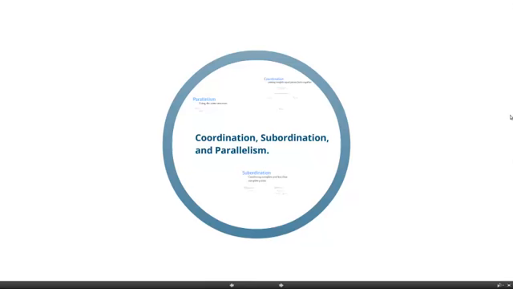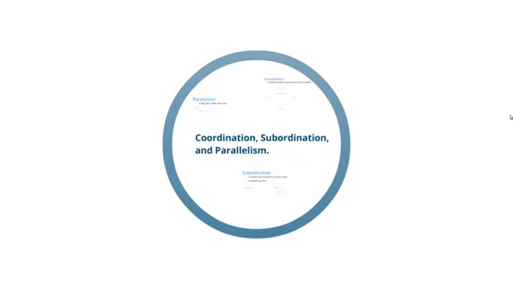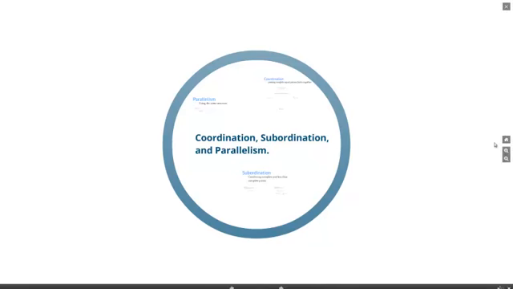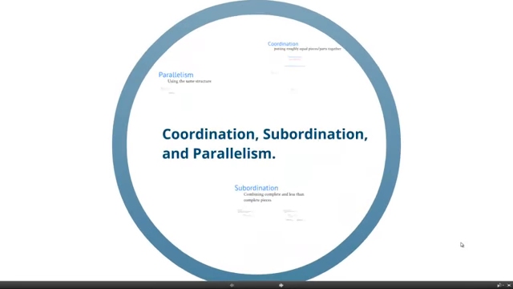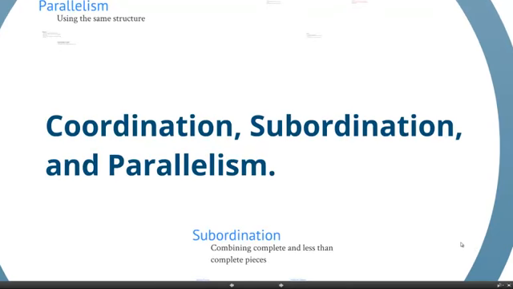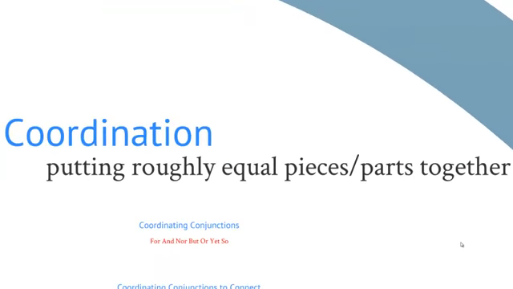Okay, I'd like to start this week by talking about coordination, subordination, and parallelism. This is essentially the ways that we put together parts of sentences. When we're talking about coordination, essentially coordination means to put roughly equal pieces or parts together.